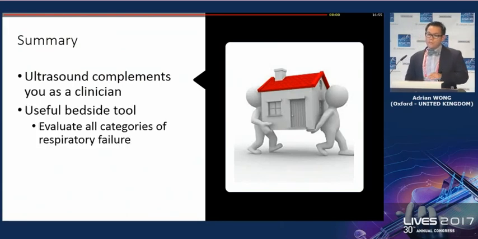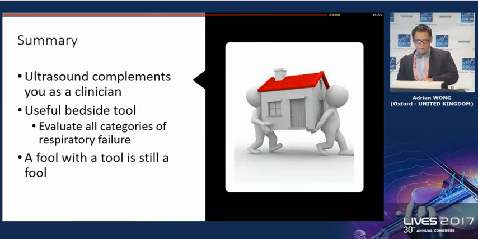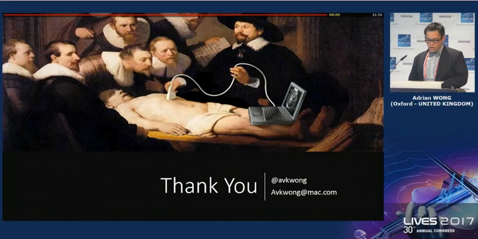It's a useful bedside tool. You do not need to send a patient to the CT scanner. But, as already highlighted, it is just a tool. If you don't know what you're doing, you're going to make mistakes and make the wrong diagnosis. And with that, I thank you.